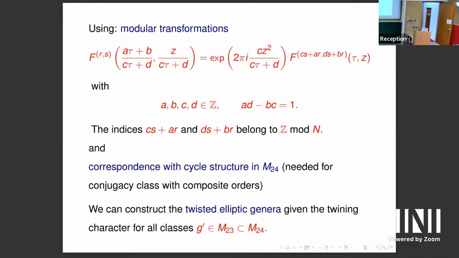Now, once you have the twining character, using modular transformations you can go to the other ones, because you can move it around by modular transformations. And you can try to construct a full set, because you have F01, F02, and so on up to F0n, and then F11, and so on. You have the full set. It involves some work, but from the moonshine you had only F01, and then from modular transformations and various other inputs, you can construct the complete set.